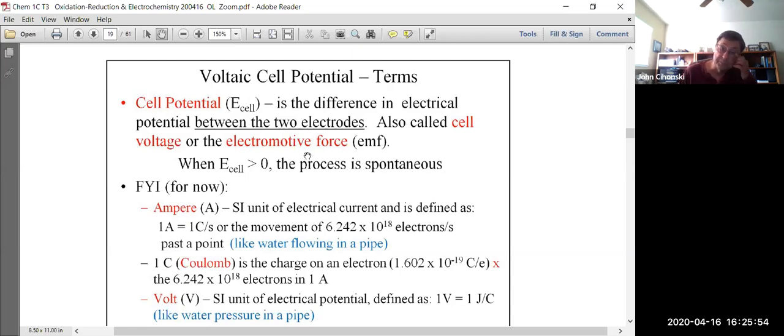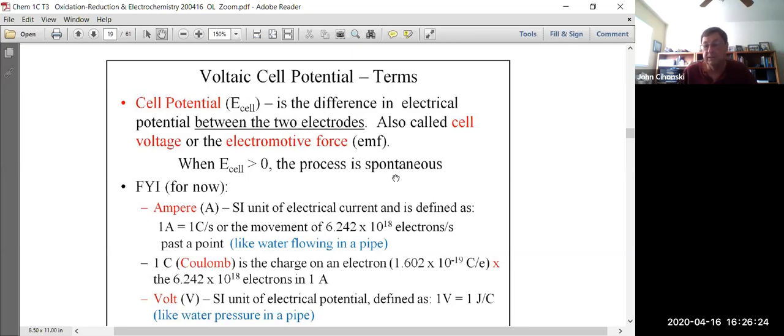Now, for the spontaneous side, whenever we talk about a cell, and we talk about copper, zinc, what do we have? We will have positive and negative voltages. A positive voltage, one that's greater than 0, indicates the process as written is spontaneous. If we have it written, this is the anode, that's the cathode, that's the way it will flow.